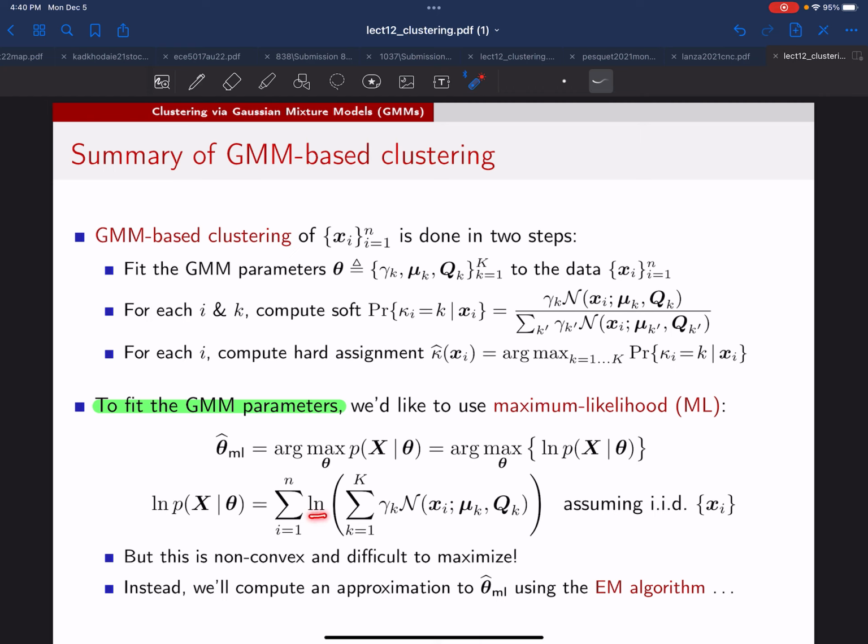Now, unfortunately, this is not something that we can simplify further. We have the log of a sum of Gaussians. If we didn't have a sum, and you just had the log of a Gaussian, we know that that simplifies nicely into a quadratic plus another scaling term.